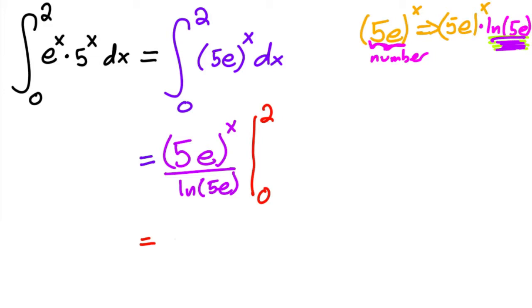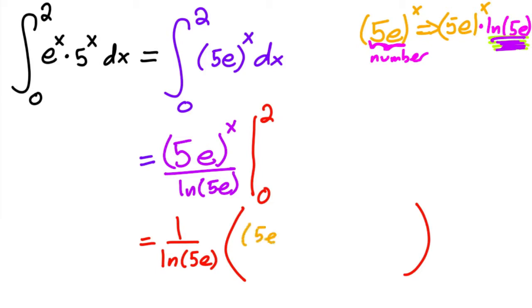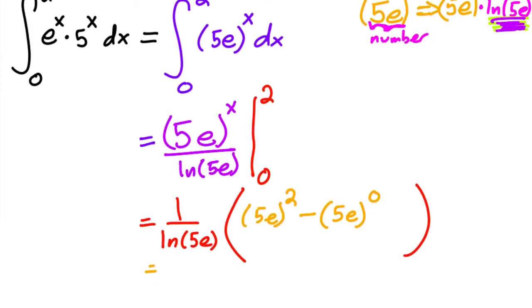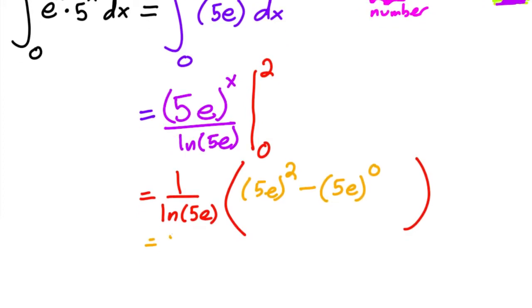Okay, so then I'm going to write this slightly differently. I'm going to have 1 over natural log of 5e, and I'm going to just leave that outside. And then I'm going to plug in the top, so 5e squared minus 5e to the 0. And so then this is just equal to 25e squared minus 1. So I just squared this, and then minus 1, over natural log of 5e. And that's it.